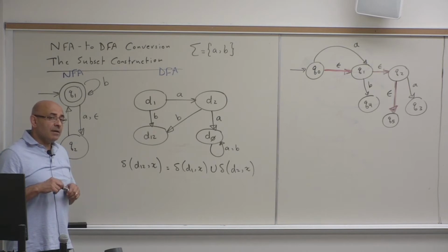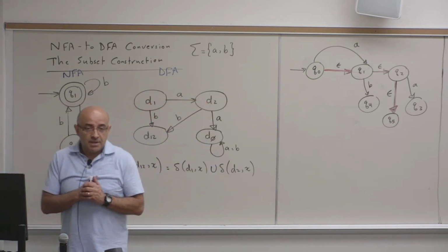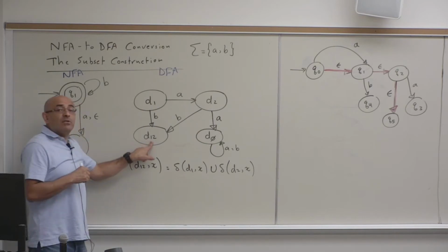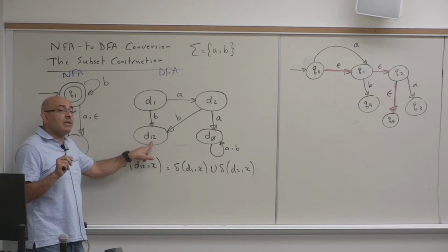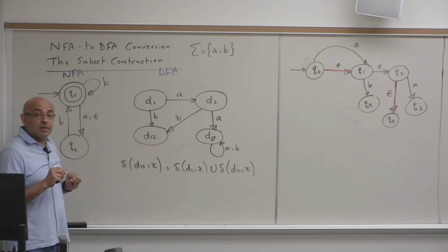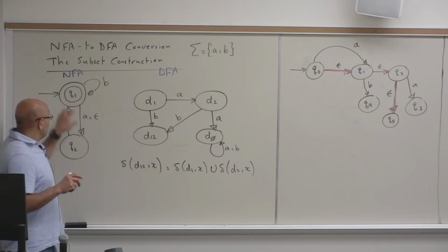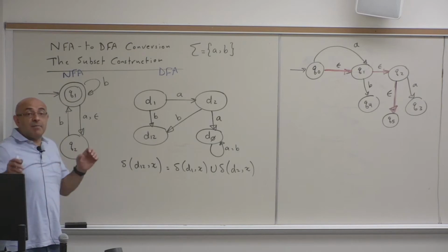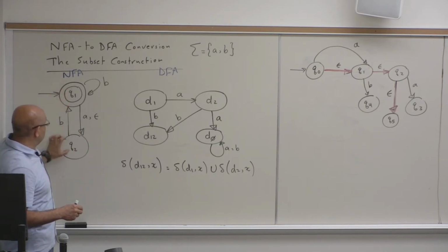Because in the NFA, we're taking all options into account. So you have multiple options. Being in D12 means that you are either in Q1 or in Q2. So you are either in this or in this, which means you have to take into account the transitions out of this and the transitions out of this.